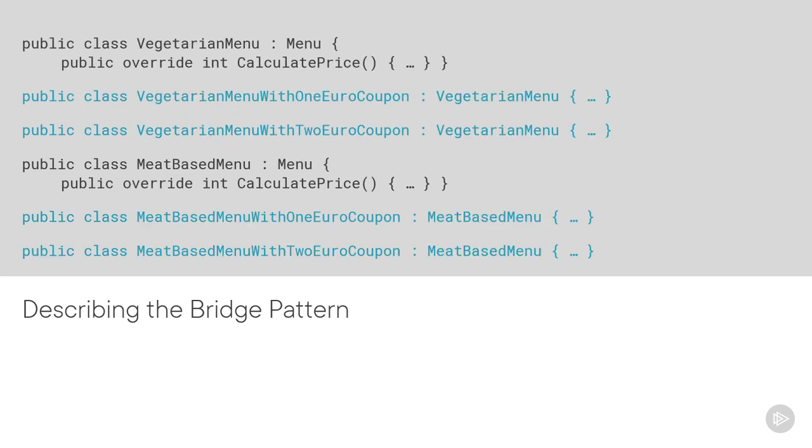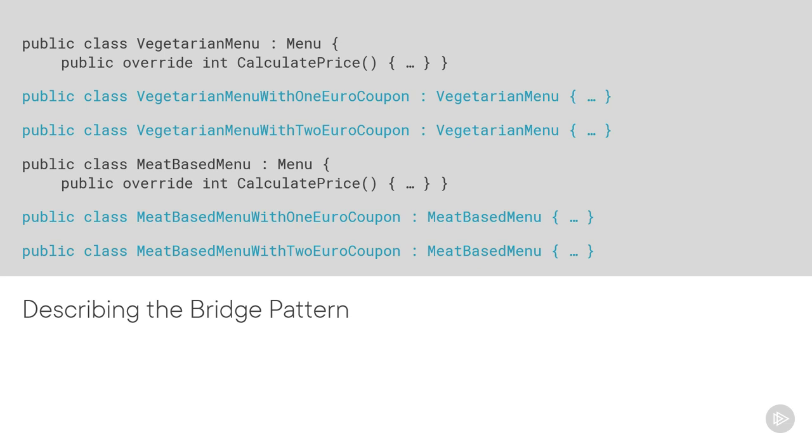Well, one way of doing that might be to create additional menu specializations, deriving from MeatBasedMenu: MeatBasedMenu with €1 coupon, MeatBasedMenu with €2 coupon, and two more, deriving from VegetarianMenu: VegetarianMenu with €1 coupon, VegetarianMenu with €2 coupon. I don't know about you, but this does not look ideal to me.